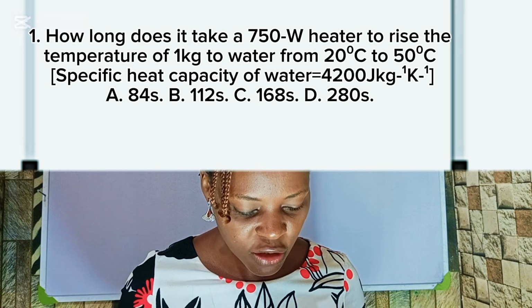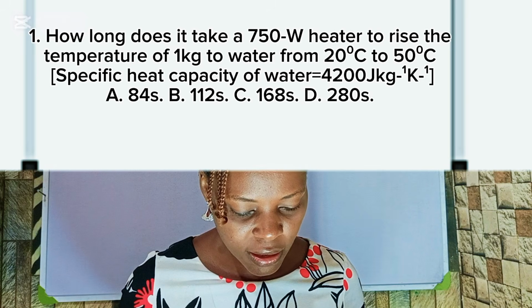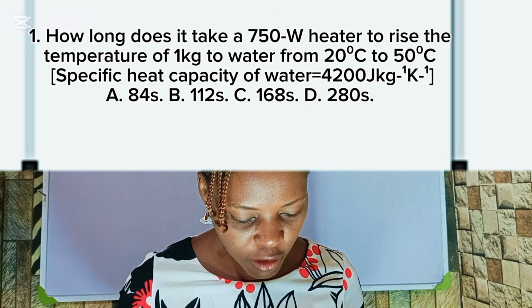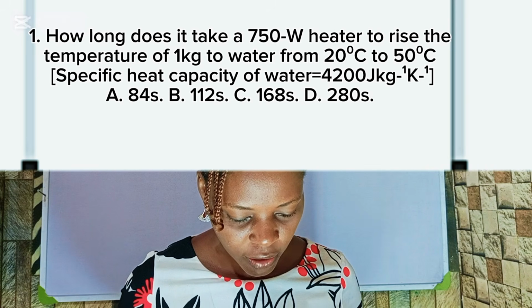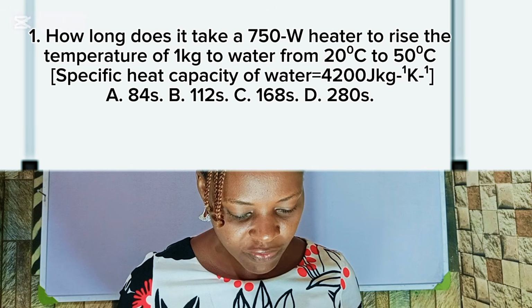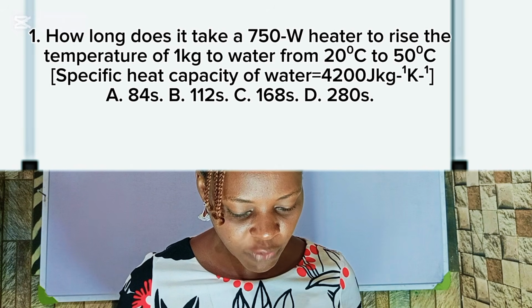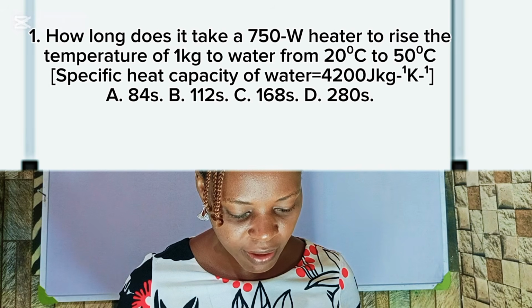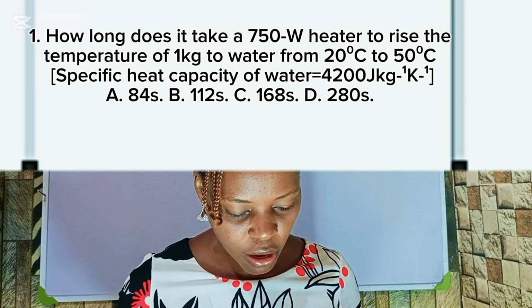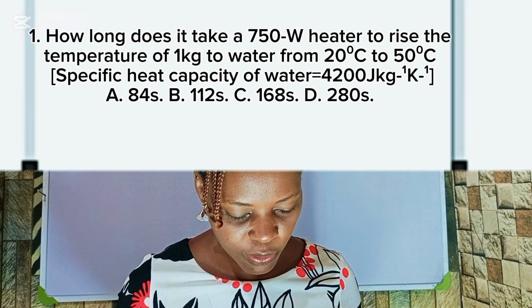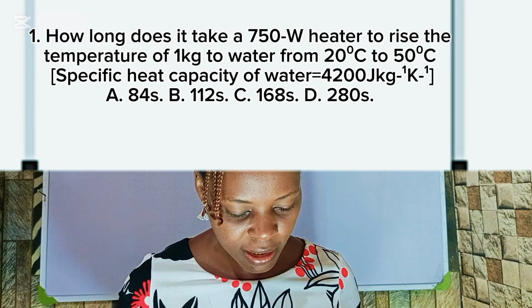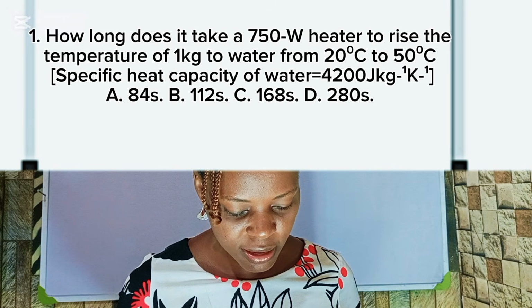Question 1. How long does it take a 750 watt heater to raise the temperature of 1 kg of water from 20 degrees C to 50 degrees C? We are given the specific heat capacity of water to be 4200 joules per kilogram per Kelvin. We have the following options. Option A, 84 seconds. Option B, 112 seconds. Option C, 168 seconds. Option D, 280 seconds.